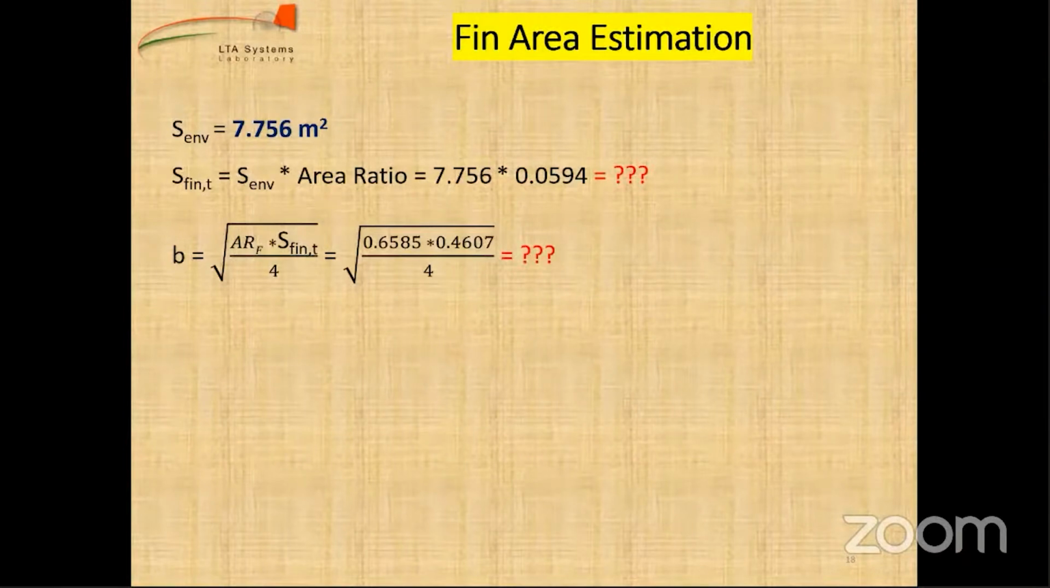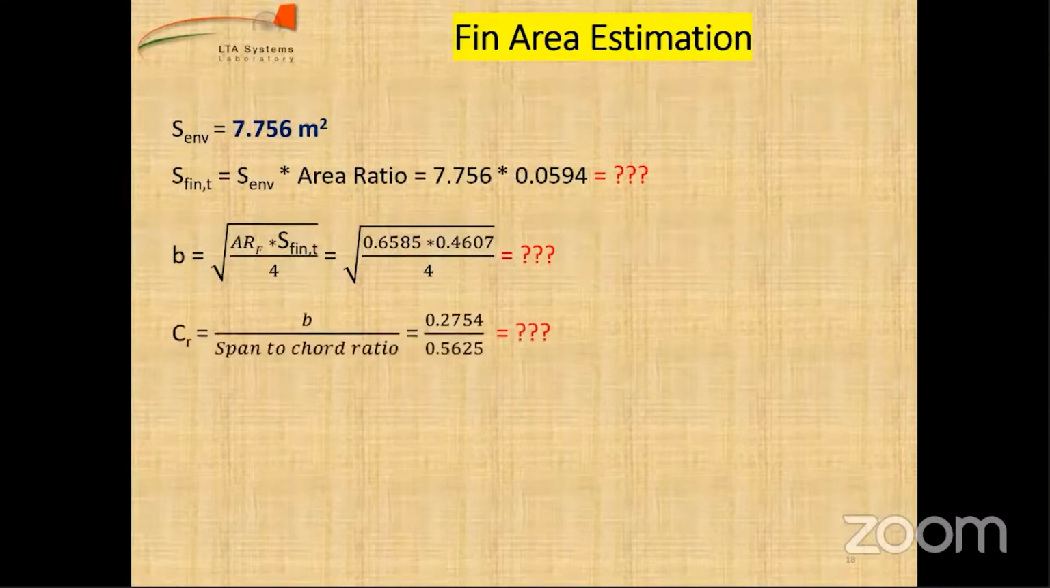Okay. So next we have our span. We need to calculate our fin span. We can calculate fin span with our aspect ratio of the fin. So using the relationship, 0.275, what is the span we get? 0.2754. You just calculate and keep it. I will just check the values.